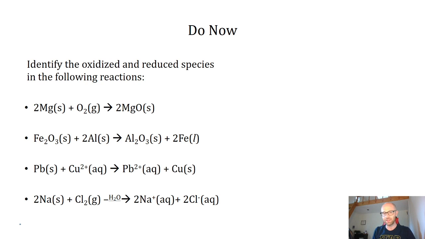As a quick reminder, a quick do now to get your brain back into it, I want you to take a look at these reactions and identify which reactant is oxidized and reduced. I'm going to show them with just an O and an R. Feel free to hit the pause button. I'll count and give you a little time to think.